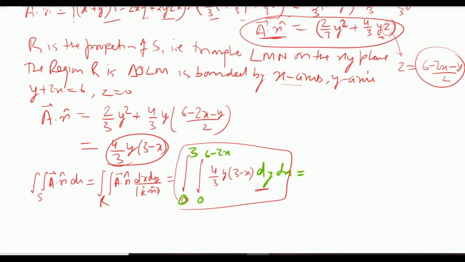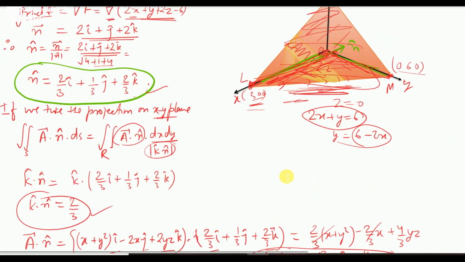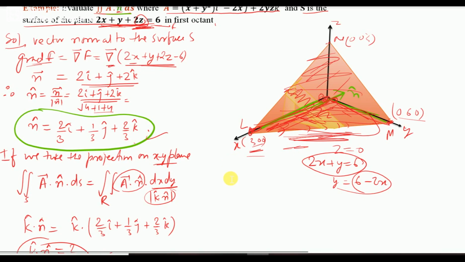First you take the integration with respect to y, then x, because the limit of y is in the form of x. When you evaluate that integral, you obtain the value 81. Here you have to remember one thing: when you evaluate a double integral, or a surface integral, you always take a projection of that surface on a particular plane. Either you take the projection on the zx plane, the zy plane, or the xy plane.